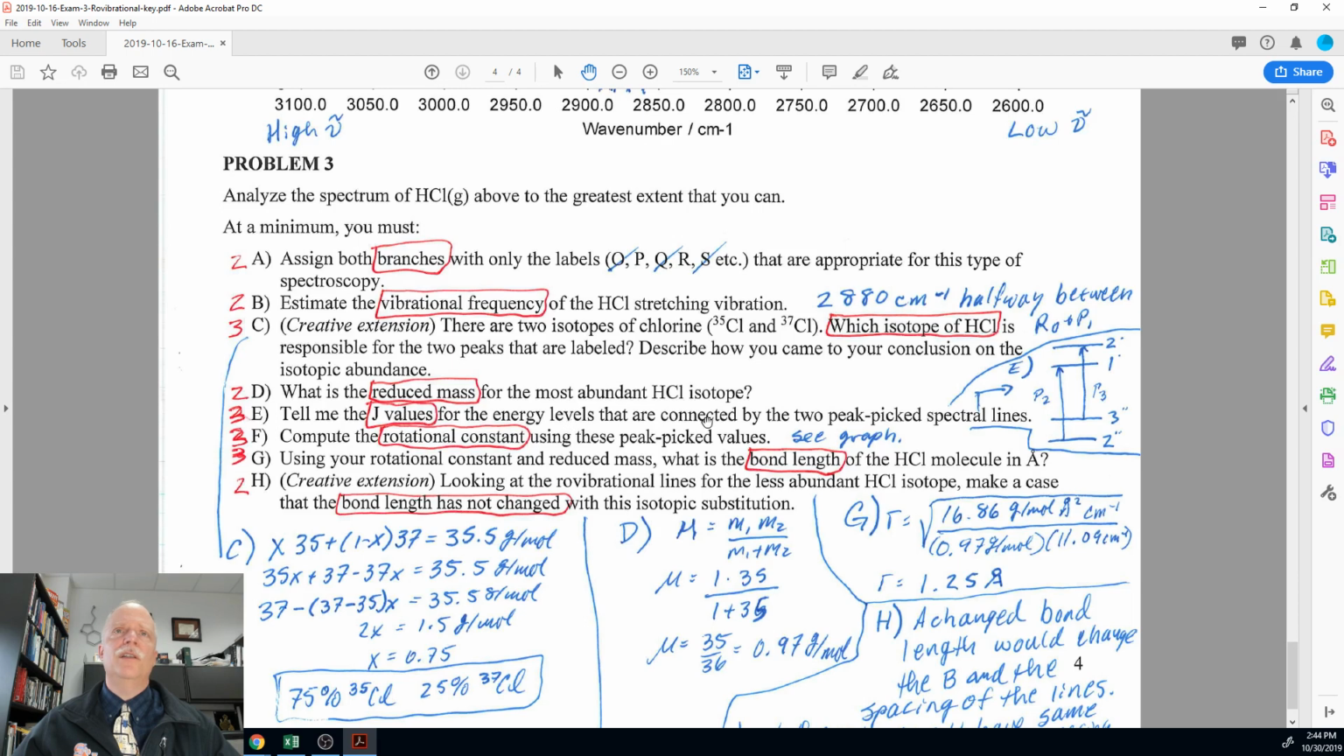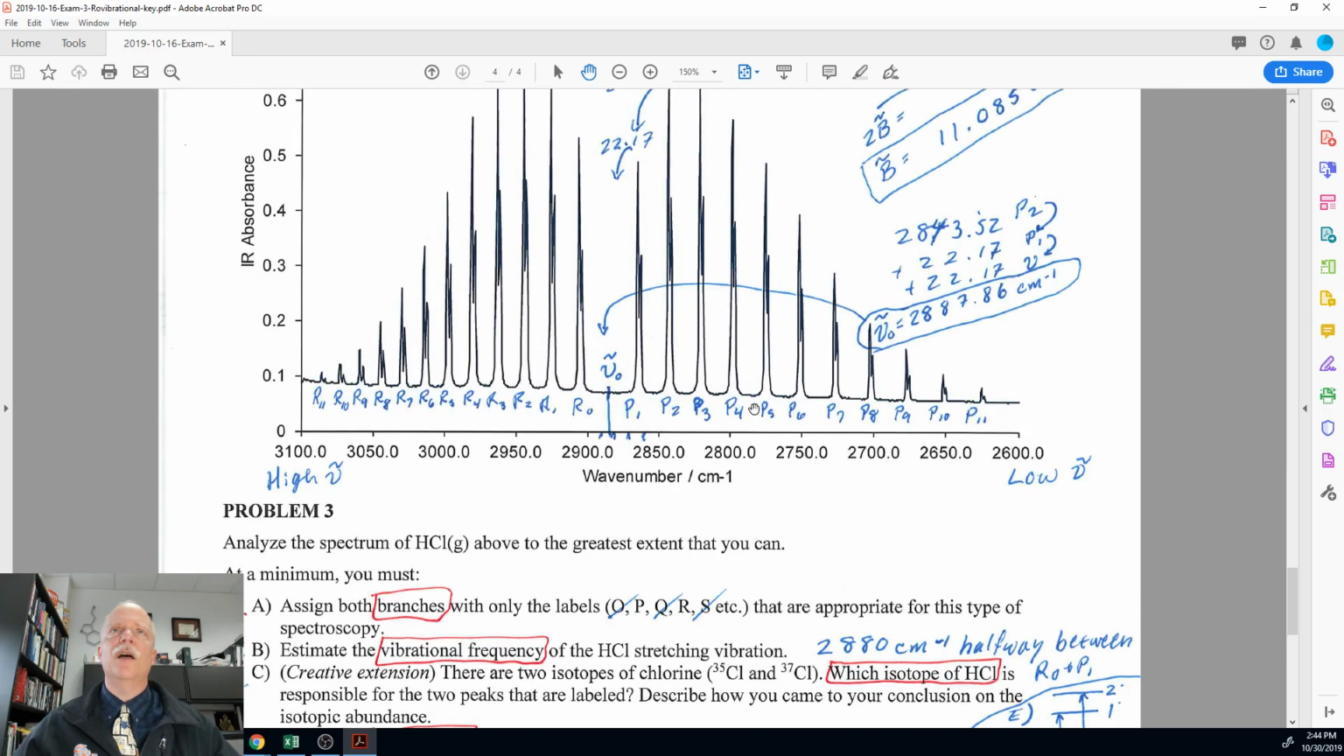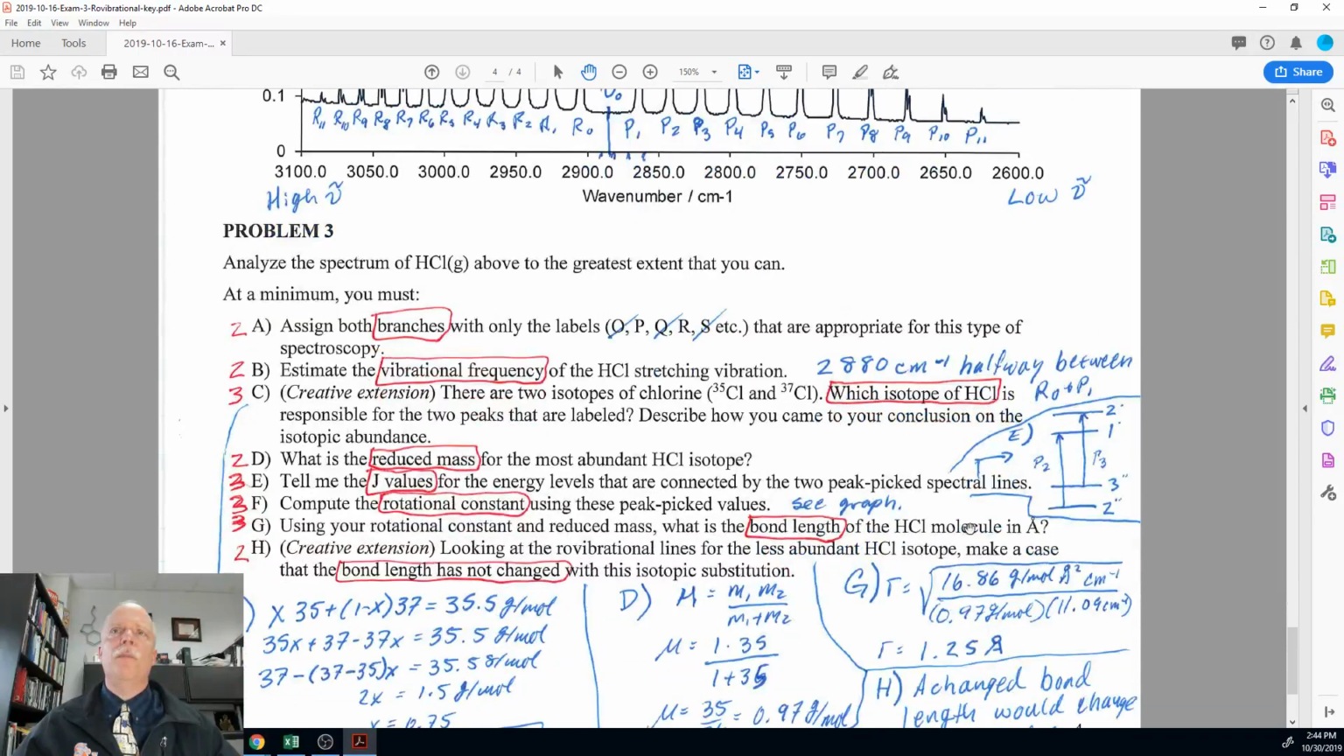Tell me the J values for the energy levels that are connected by the two peak spectral lines. If you look up there, we have a P2 and a P3 line that are labeled. The P2 line starts at 2 and the J value drops by 1. The P3 line starts at 3 and the J value drops by 1. So these are the two P2 and P3 lines, and this is vibrational level 0 and vibrational level 1 up here. So it's 2 double prime and 3 double prime connected to 1 prime and 2 prime. Those are the J values for these two peak spectral lines.